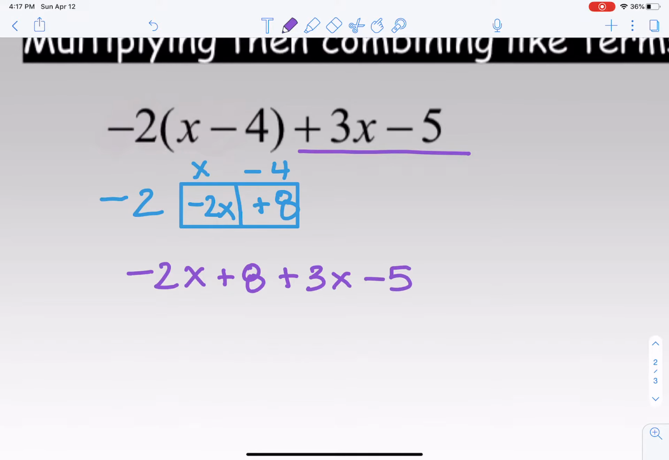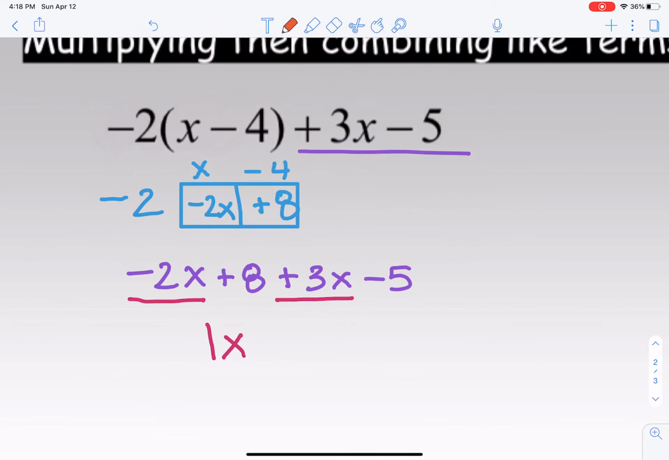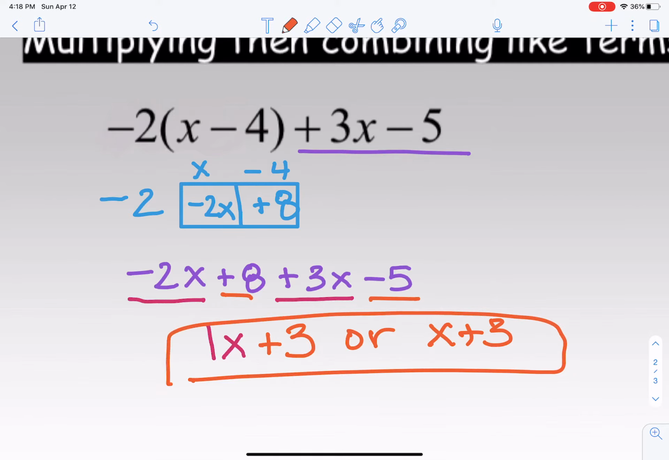Go ahead and pause the video, see if you can combine the terms together. Okay, this has an x, and this plus 3x has an x. So that's 1x. 8 and minus 5 gives me plus 3. Or x plus 3. So once again, those are my answers.